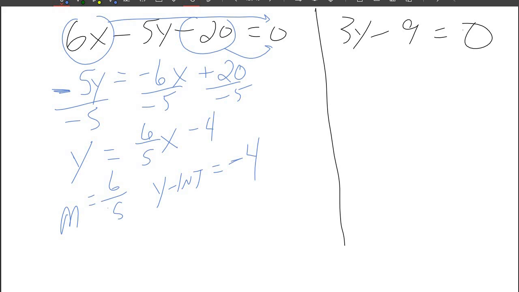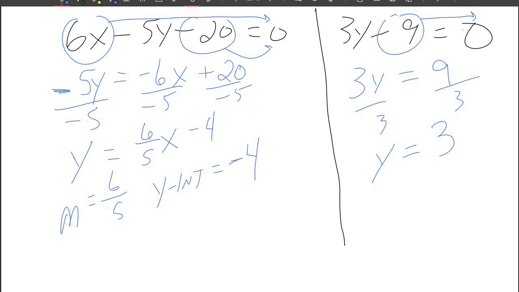This next one, there's no x term, so I've got to move the negative 9 over here. It becomes positive 9. Then we divide by 3, and y will equal 3. This is a horizontal line. I'll be graphing those in just a few minutes. So when it's in that form, move the x term and the constant over, and divide by the number in front of the y.